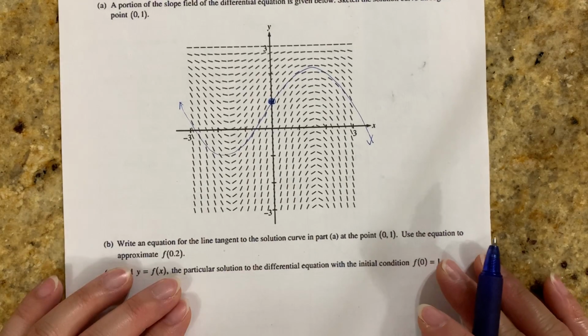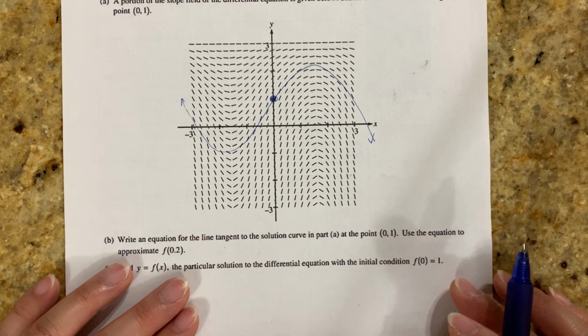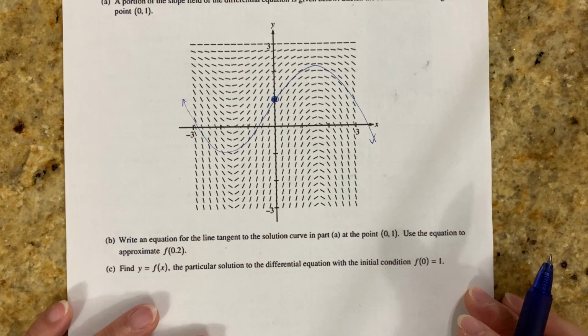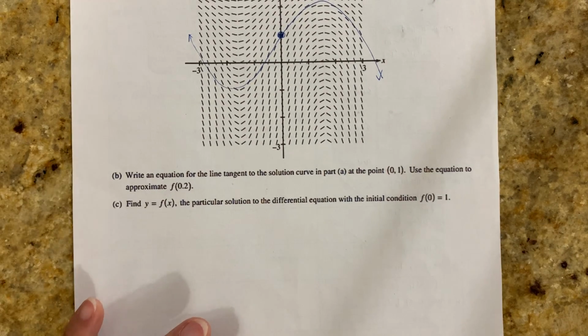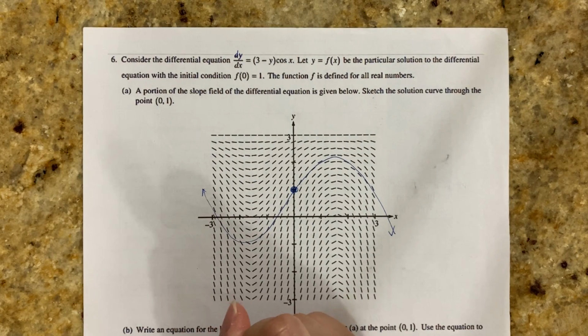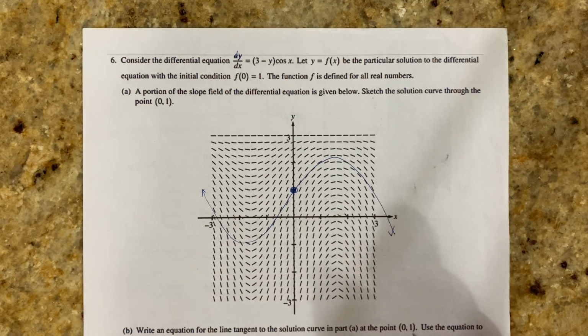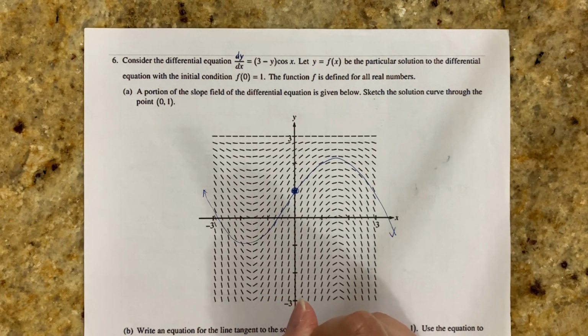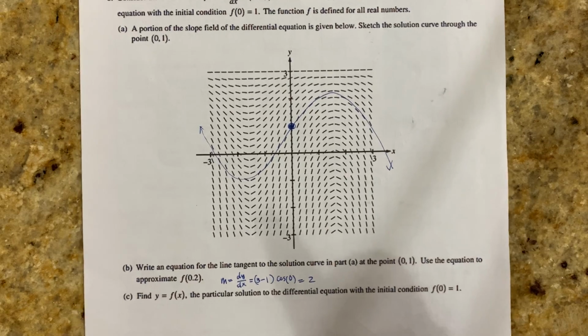All right. Part B: write an equation for the line tangent to the solution curve in part A at the point (0, 1). Use the equation to approximate f(0.2). So same as always, find the tangent line. We need the slope. Well, we have the slope. Slope is up here. So slope is equal to dy/dx equals (3 minus y) cosine x. So (3 minus 1) cosine of 0. All right, so that's 2 times 1. So that's 2. Okay, perfect.